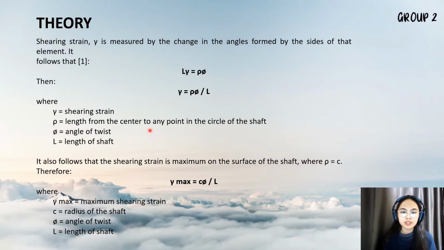ρ is the length from the center to any point in the circle of the shaft. Theta is the angle of twist. L is the length of shaft. It also follows that the shearing strain is maximum on the surface of the shaft, where ρ is equal to C. Gamma max equals C. Therefore, gamma max is equal to C theta over L, where gamma max is the maximum shearing strain, C is the radius of the shaft, theta is the angle of twist, and L is the length of shaft.